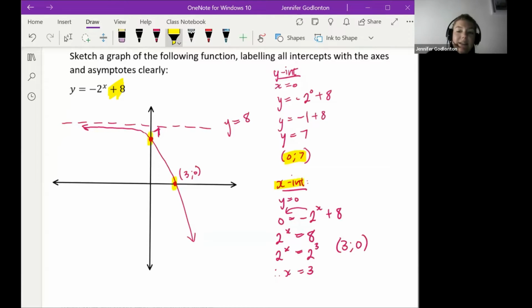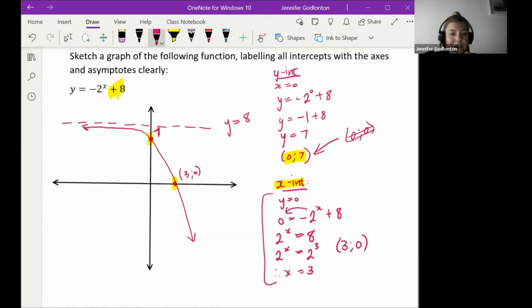If finding that y-intercept, if I get 0, 0, then I have to put in another point because I need another set of coordinates to draw my graph. If it's not 0, 0, like here it's 0, 7, then I can just find my x-intercept and get my value for my x-intercept.